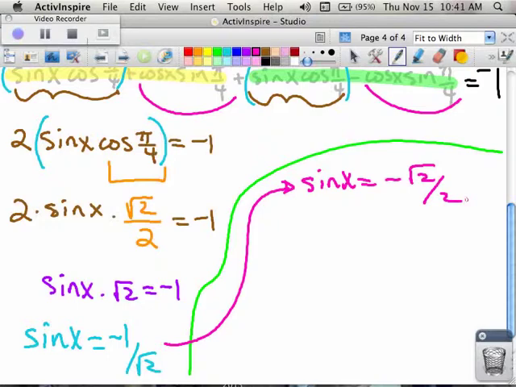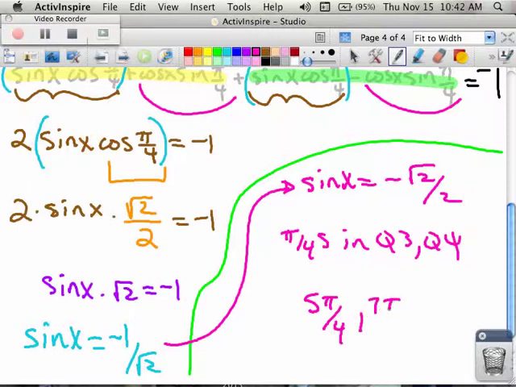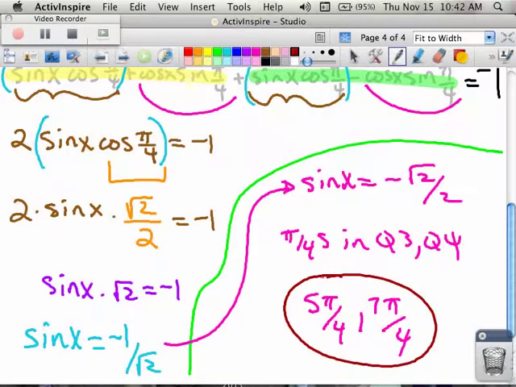Those are pi over 4 kinds of angles. What quadrants is the sine negative? 3 and 4. So I know I'm looking for the pi over 4 angles in quadrant 3 and quadrant 4, which for us is going to be 5 pi over 4 and 7 pi over 4. And those are my final answers to this question.